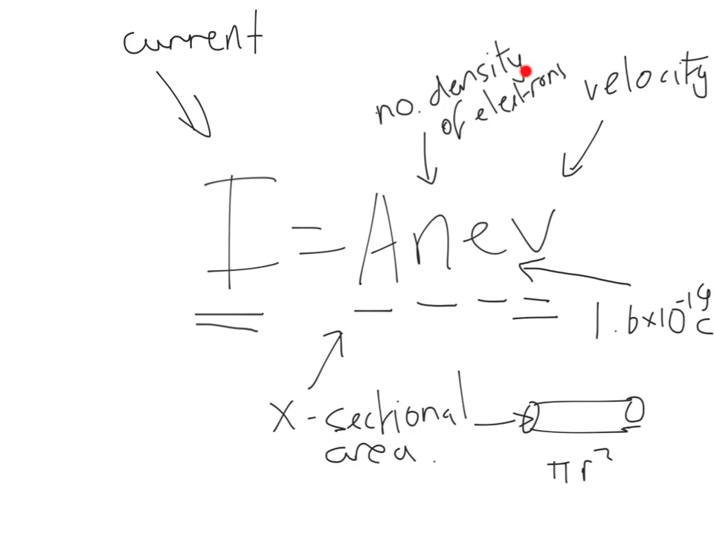Now, number density of electrons is specific to a material, so unless you're changing material in any equation, this value is going to be constant as well. And the cross-sectional area of a wire, you need to remember, is pi r squared, like that. So in the next section, we're going to look at some of these terms individually and what they mean and where they come from.